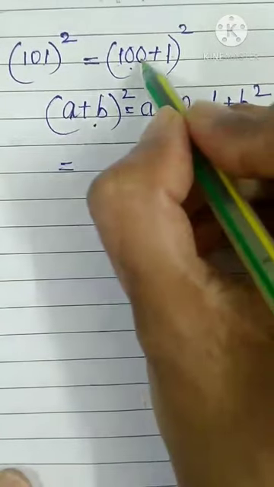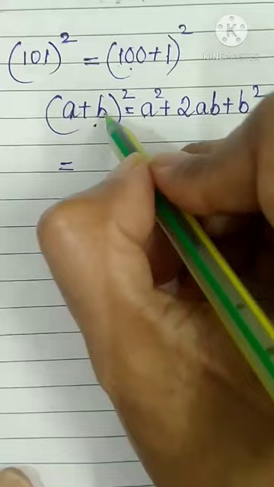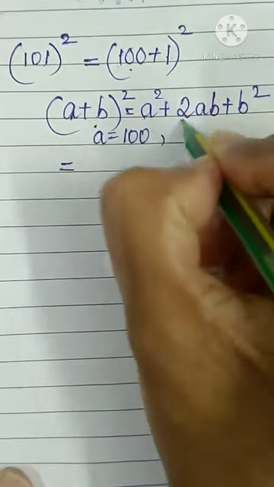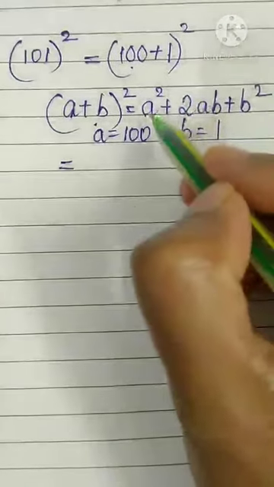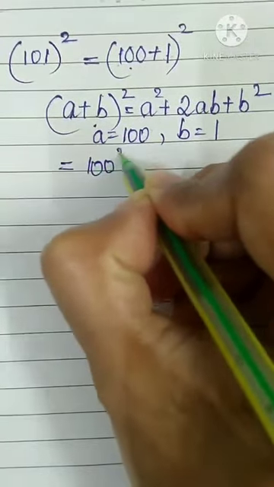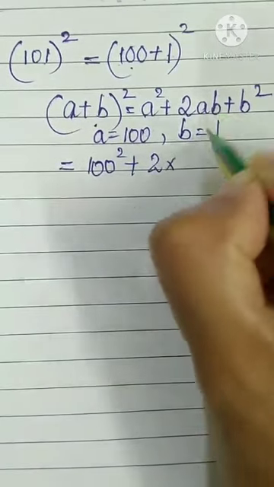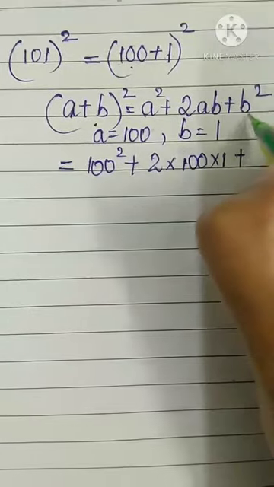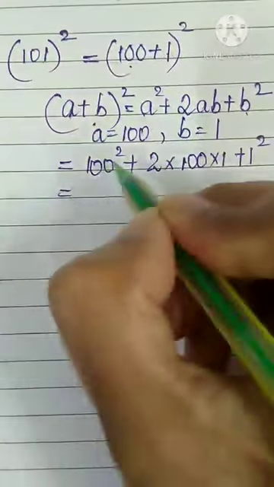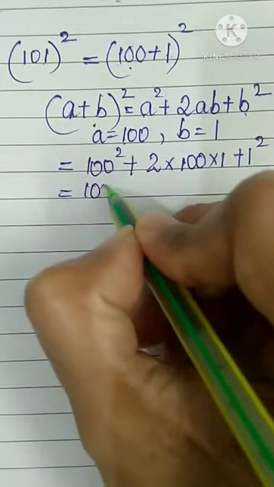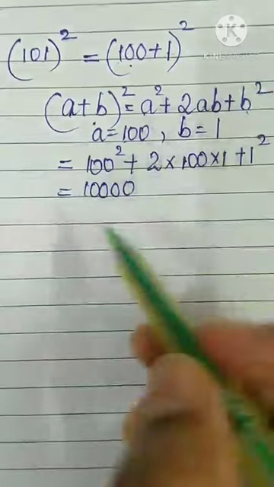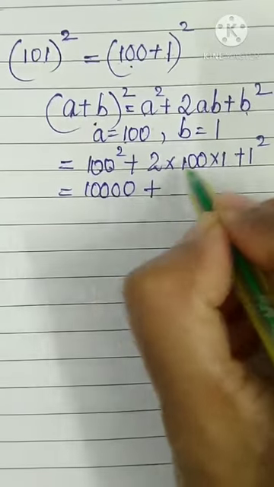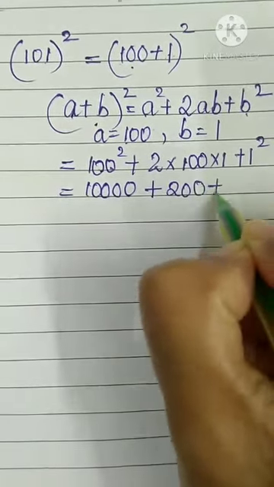Substitute now. In place of a, 100. In place of b, what you will write? 1. So a is 100 and b is 1. So in place of a, 100 square plus 2 into a is 100 into b is 1 plus 1 square, which is equal to 100 square. So 4 zeros you will put. Plus 2 into 100 will be 200 plus 1.